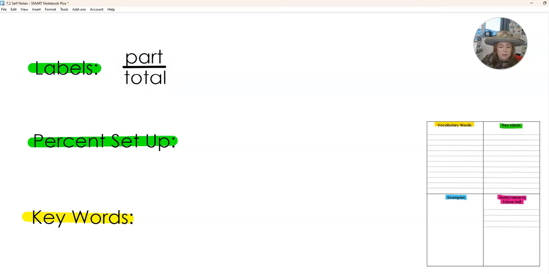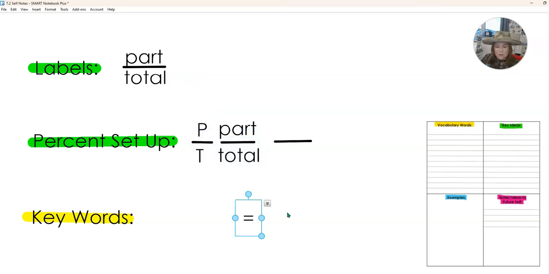So when we're doing our percent setup, we'll have our labels, we'll have our first part, and that will equal the second ratio. So the things that we are going to put here are we are going to have the part and we're going to have the total. So every single time, have your labels. Then we're going to put the part here. So the number that's the part, this is what we have. And then we're going to put the total on the bottom. And then that is going to equal this other one.